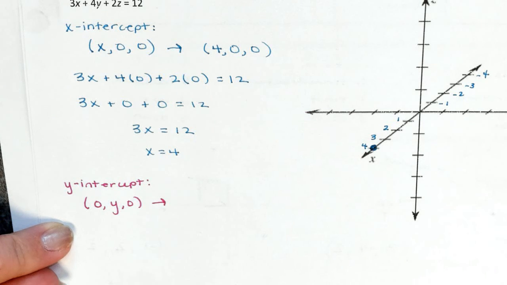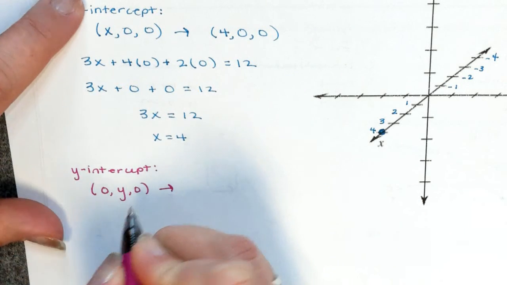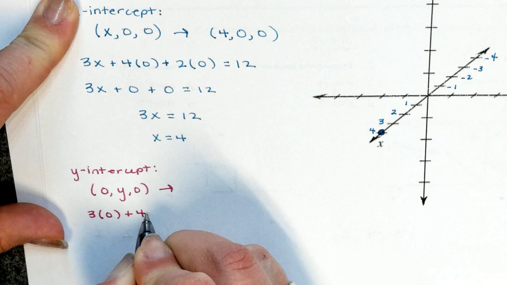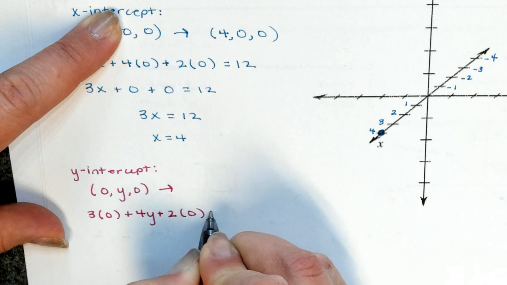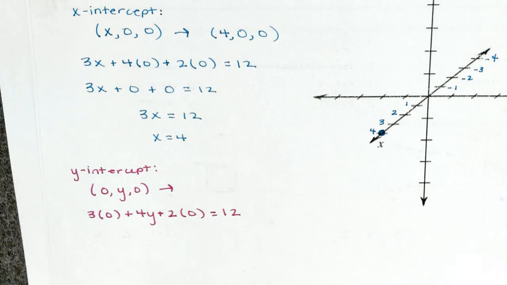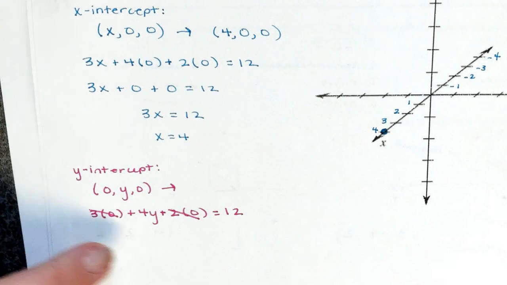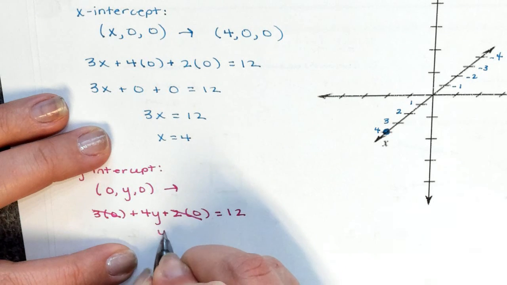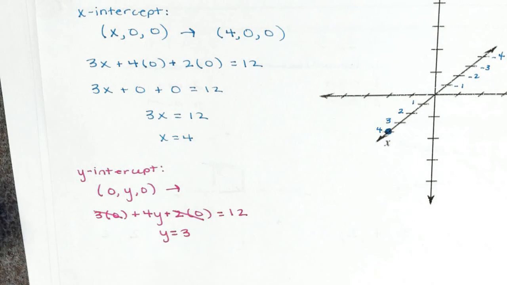All right, so we're going to have to go to finding this one. So we're going to plug in the zeros again. So 3 times our x, which is now 0, plus 4 times our y, which we don't know, plus 2 times our z, which is 0, equals 12. This is going to turn into 0, and that's going to turn into 0. So 4 times what number gets you 12? Y is 3. So you can see you don't have to do a ton of work every time.